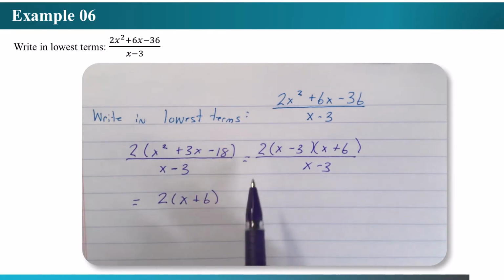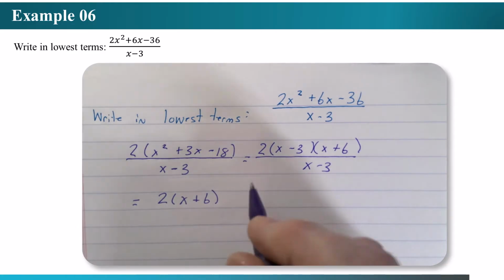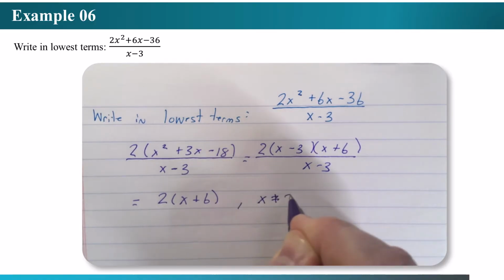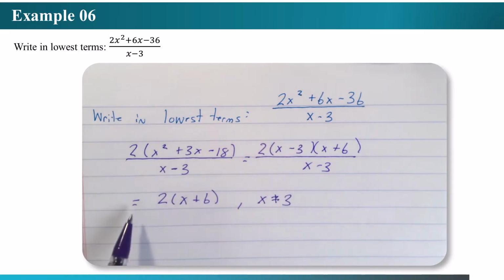And let's just make a note here. Now the only way we could cancel these x minus 3's is if x was not equal to 3. So I'm going to write that down over here and say that this expression equals this one as long as x is not equal to 3.